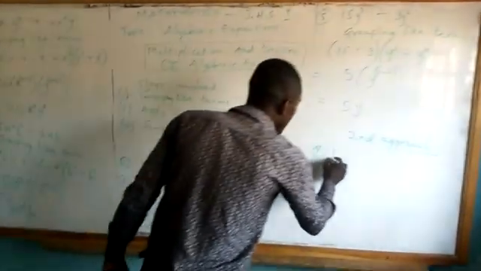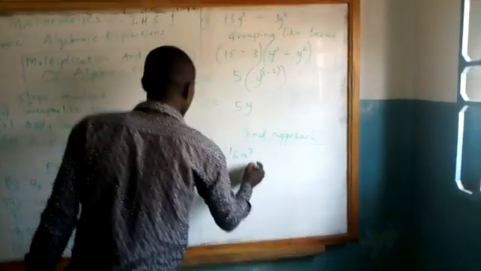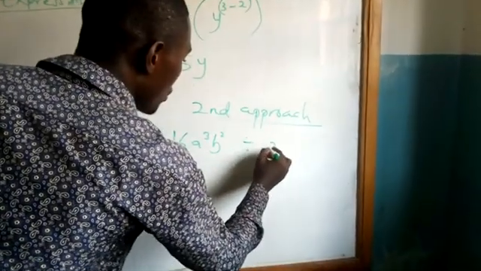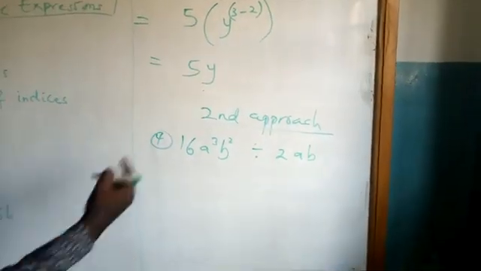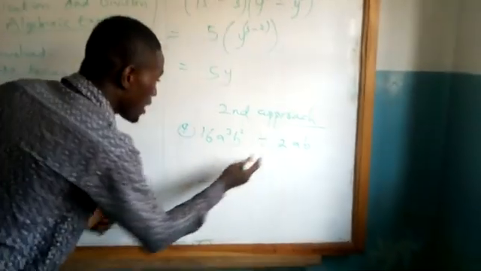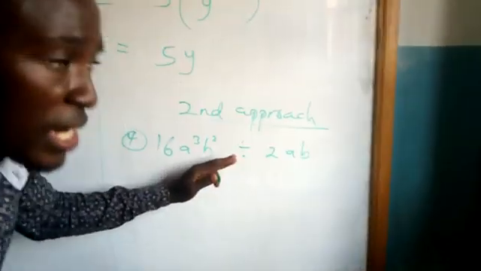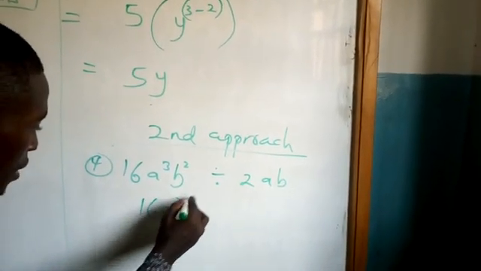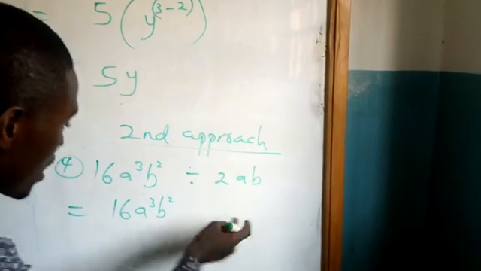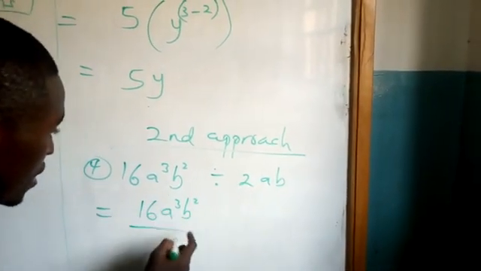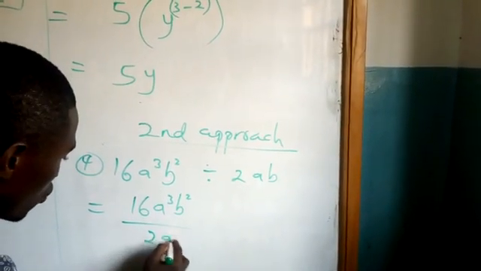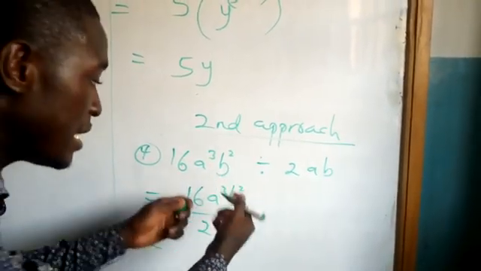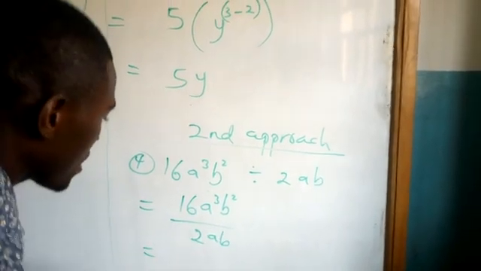We have 16a power 3 b power 2 divided by 2ab. The second approach demands that anytime you see division, it means over. We can use division as an over bar, the over sign. That is 16a power 3. You can rewrite this expression as 16a power 3 over 2ab. Then we will spread these index terms.